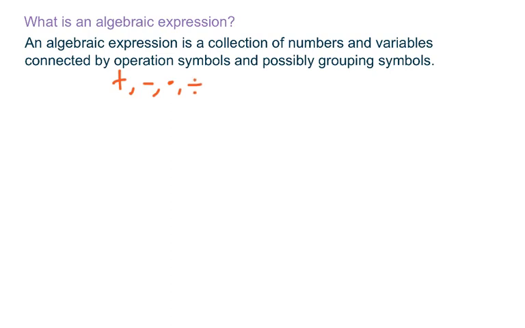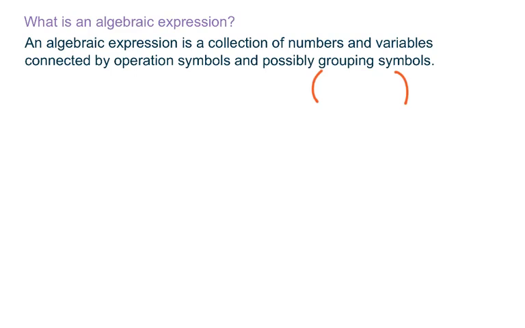But operation symbols could be more than that. It could include square roots. It could include powers, like an x squared. It could include a lot of different things, and we'll see a lot of different things in this semester. What's meant by grouping symbols? Grouping symbols are simply parentheses. Parentheses convey the idea of let's do this first.